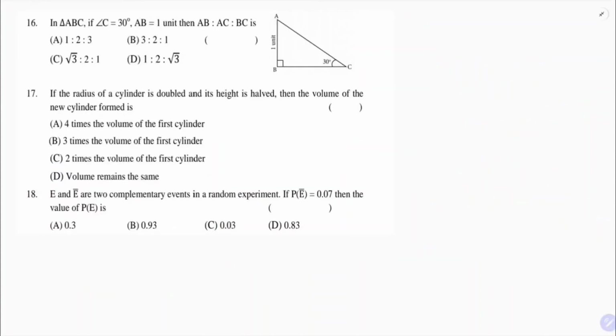In triangle ABC, angle C is 30. So AB value is given here. We need to find the values of AC and BC. First I'll find BC.